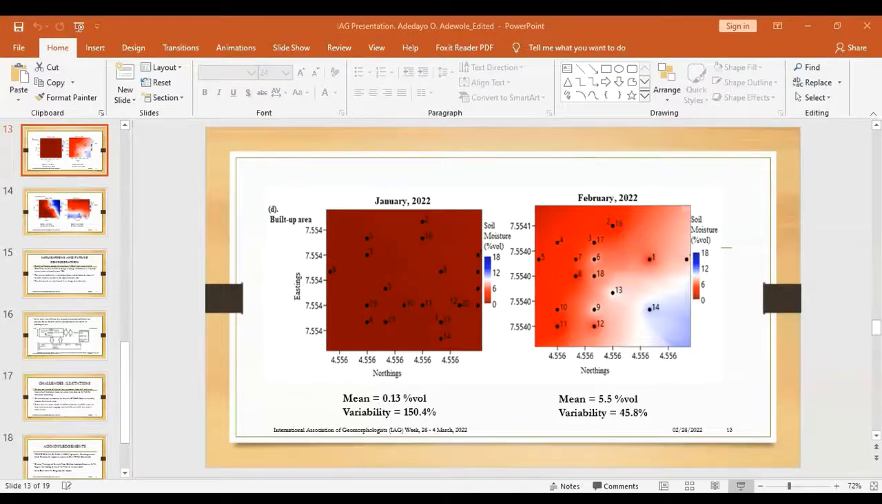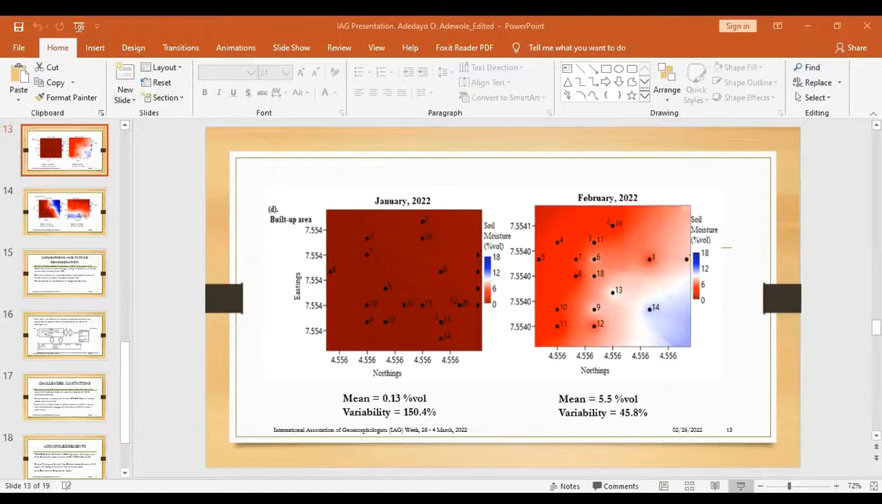Okay, so for the built-up area, the mean increased from 0.13% to 5.5% after the first rain for the year in the month of February. And the variability dropped from 150 to 45.8%. And for the riparian vegetation, the mean increased from 13.9% to 16.8% volume.